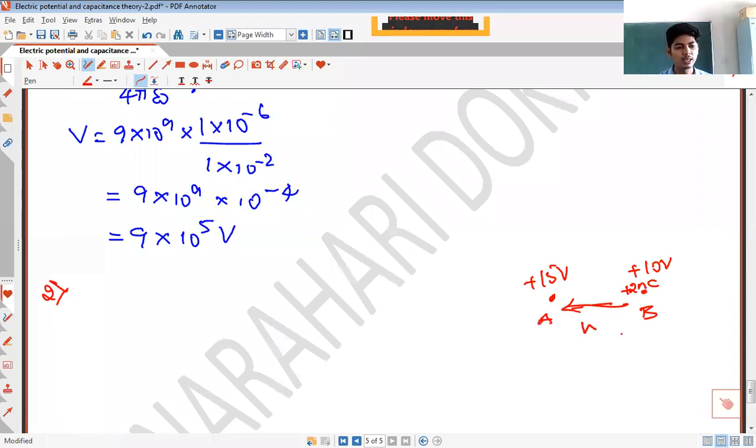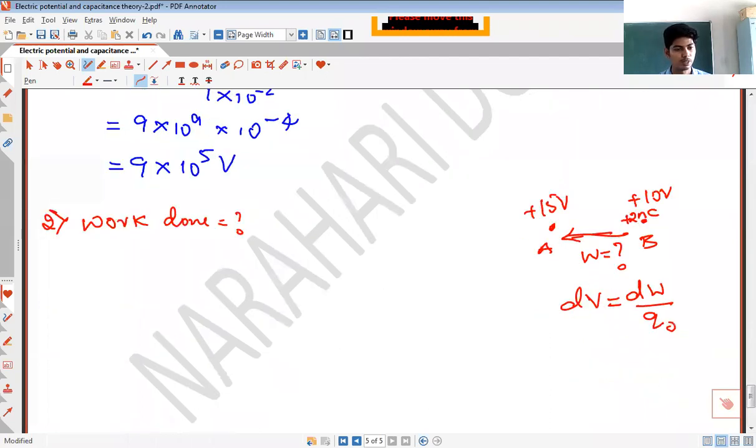What amount of work is to be done to move a charge from one point to another point? The potential at this point A is 15 volt and the potential at this point B is 10 volt. What is the work done in this case? We need to calculate the work done. I have told you how to calculate work done. We must first define potential difference. Potential difference is defined as the work done by the charge, between points A and B.